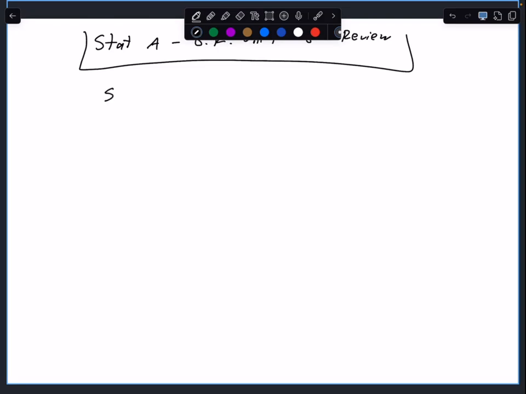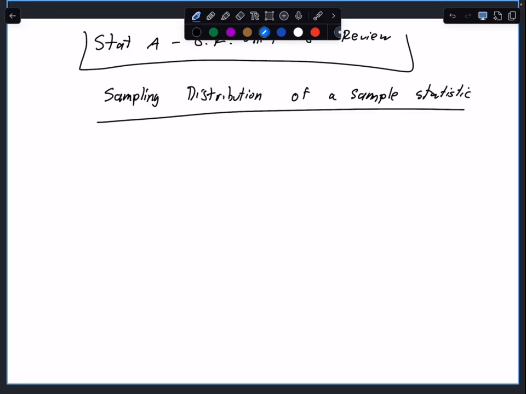So we're talking here about the sampling distribution of a sample statistic. And notice that I'm saying sample statistic in this case, not the sample mean or sample proportion, because we have 2 major ideas that we need to know how to do. One, where the statistic is p hat, the sample proportion, and the other one where the statistic is x bar, the sample mean.